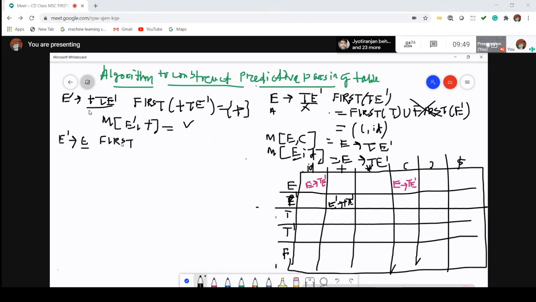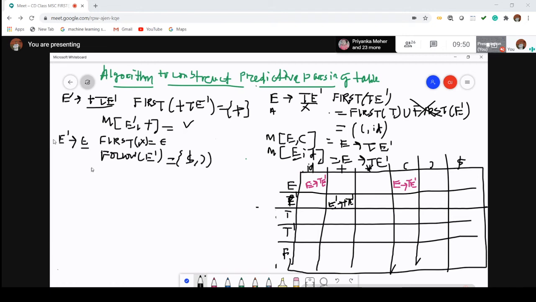Okay, if the first set contains epsilon, then we will go for calculating the follow set. Rule number 2 of the entry. So first of x equal to epsilon here. So if first of x is equal to epsilon, we just calculate follow of A. Now follow of A means follow of E dash. We have already calculated the follow of E dash. What is the value of follow of E dash? It is nothing but dollar and right parenthesis.